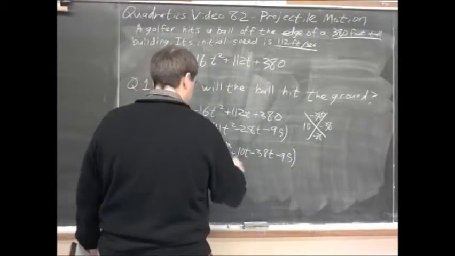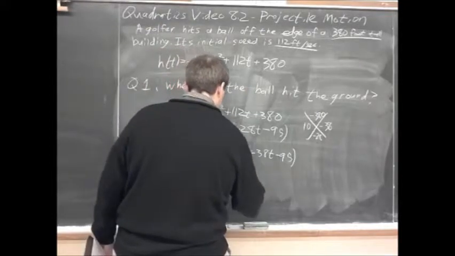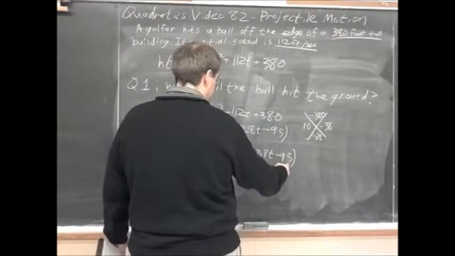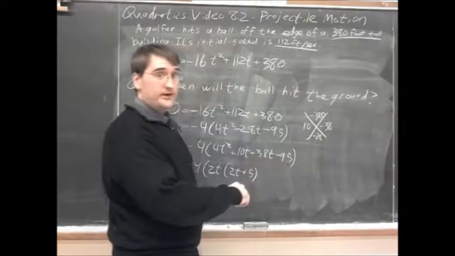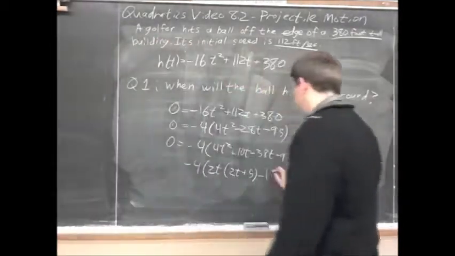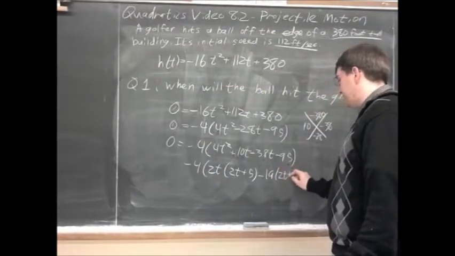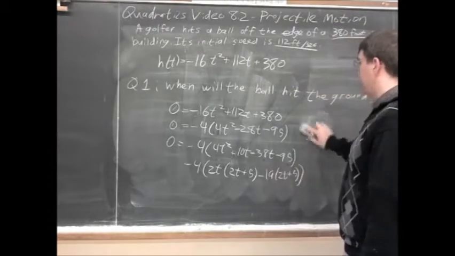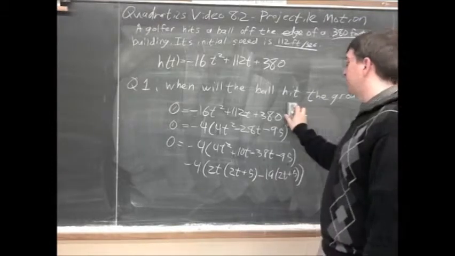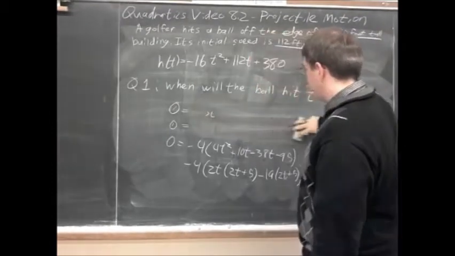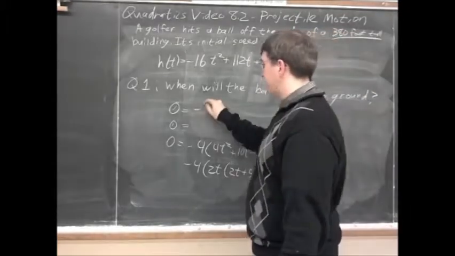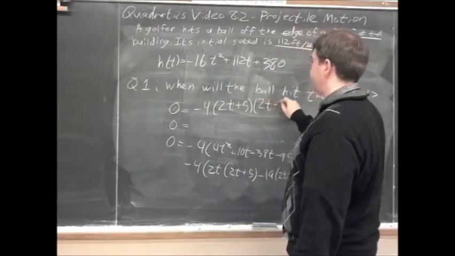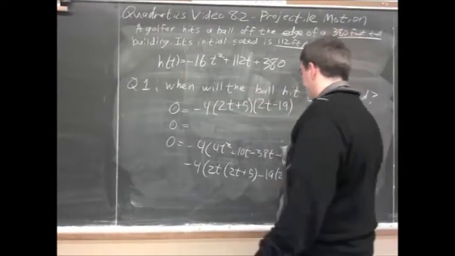You can take a 2t out of the first two terms, leaving 2t plus 5. I can take out a 19 from the last two terms, so minus 19 times 2t plus 5, which gives me a fully factored form. I'm going to erase some of this so I have more room to work. The fully factored form is negative 4 times 2t plus 5 times 2t minus 19. That's my factored form of the original equation.